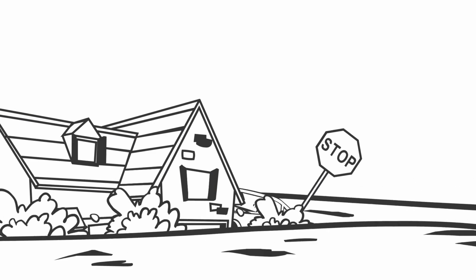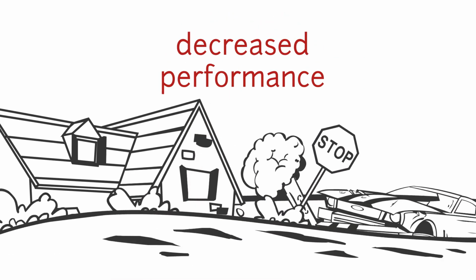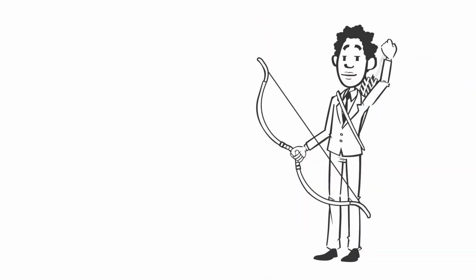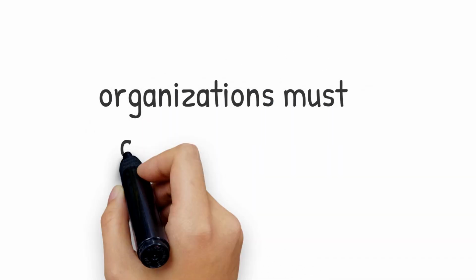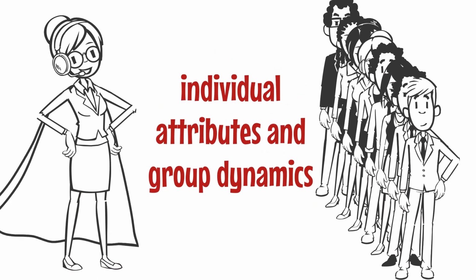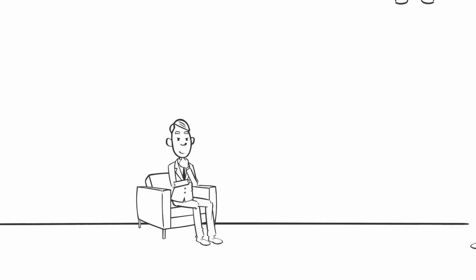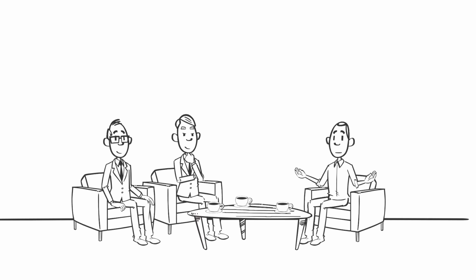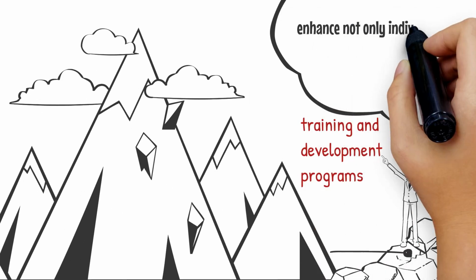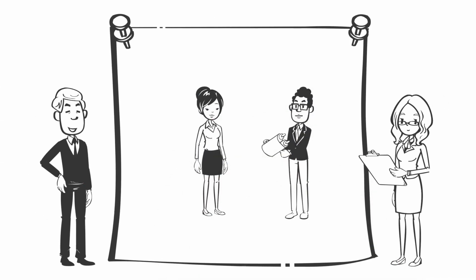Additionally, a mismatch between individual skills and team requirements can lead to decreased performance and missed opportunities, ultimately affecting the organization's bottom line. To address the challenges posed by low person-group fit, organizations must adopt proactive strategies. First and foremost, comprehensive assessments of both individual attributes and group dynamics are essential during the hiring process. Tools such as personality assessments and cultural fit interviews can help ensure better alignment. Furthermore, ongoing training and development programs should be designed to enhance not only individual skills but also interpersonal and team-building skills. Encouraging open communication and fostering a culture of inclusivity and mutual respect can go a long way in mitigating conflicts and improving group cohesion.